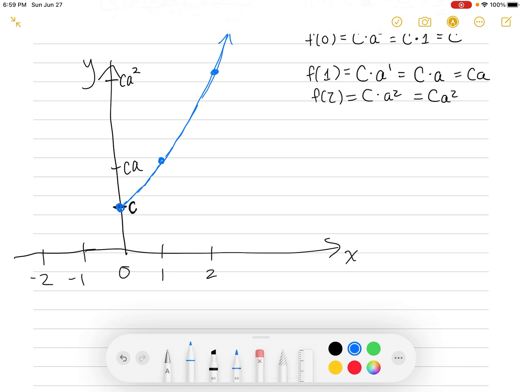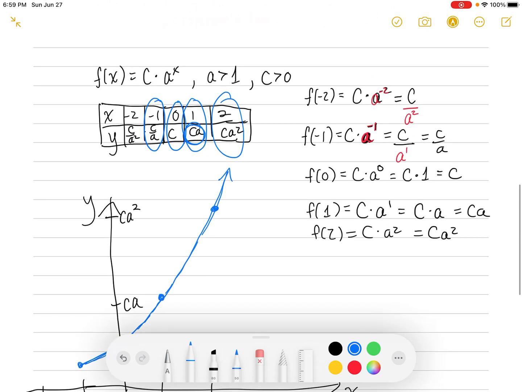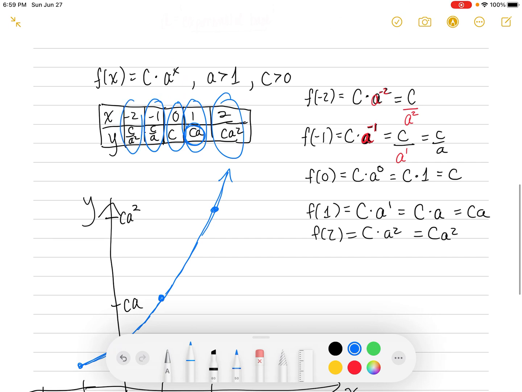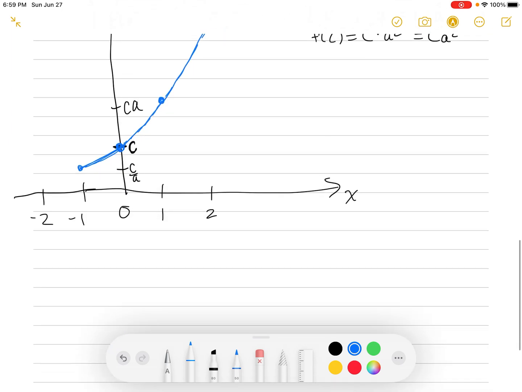You're getting a curve that increases very rapidly. Now let's go back. Let's look at -1, c divided by a. So what happened if you took c and divided it by a number a that's bigger than 1? Well, that would shrink things down a bit. So c divided by a might be like down here. So -1, c divided by a might be like here. Let me connect that.